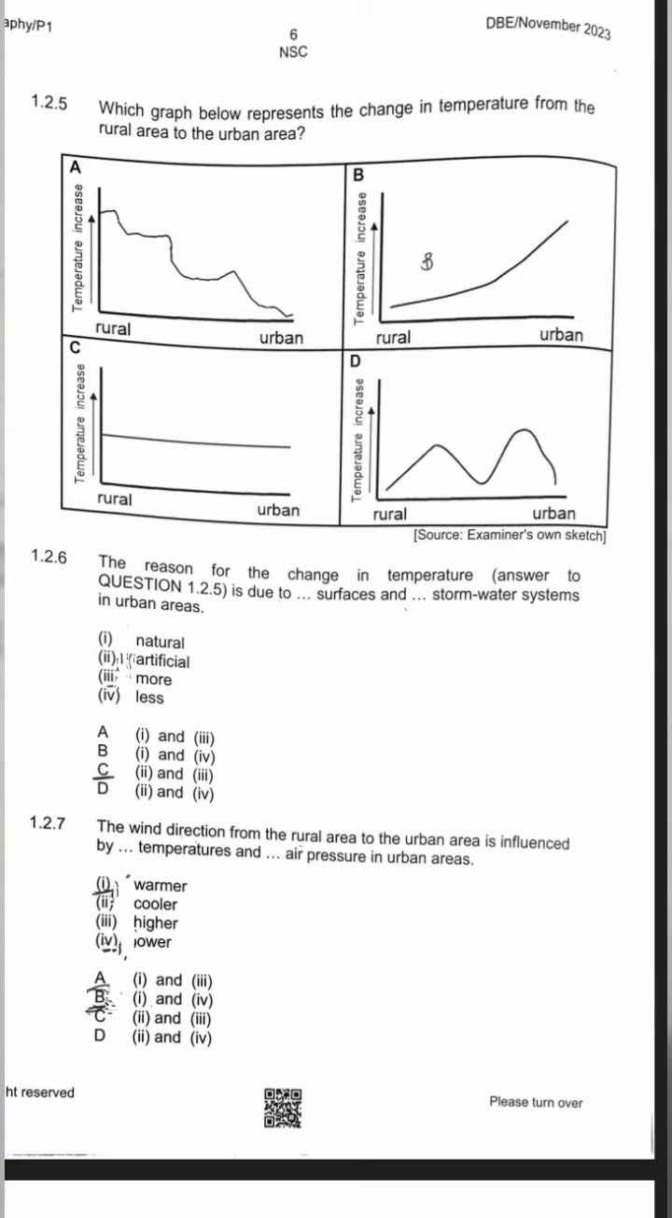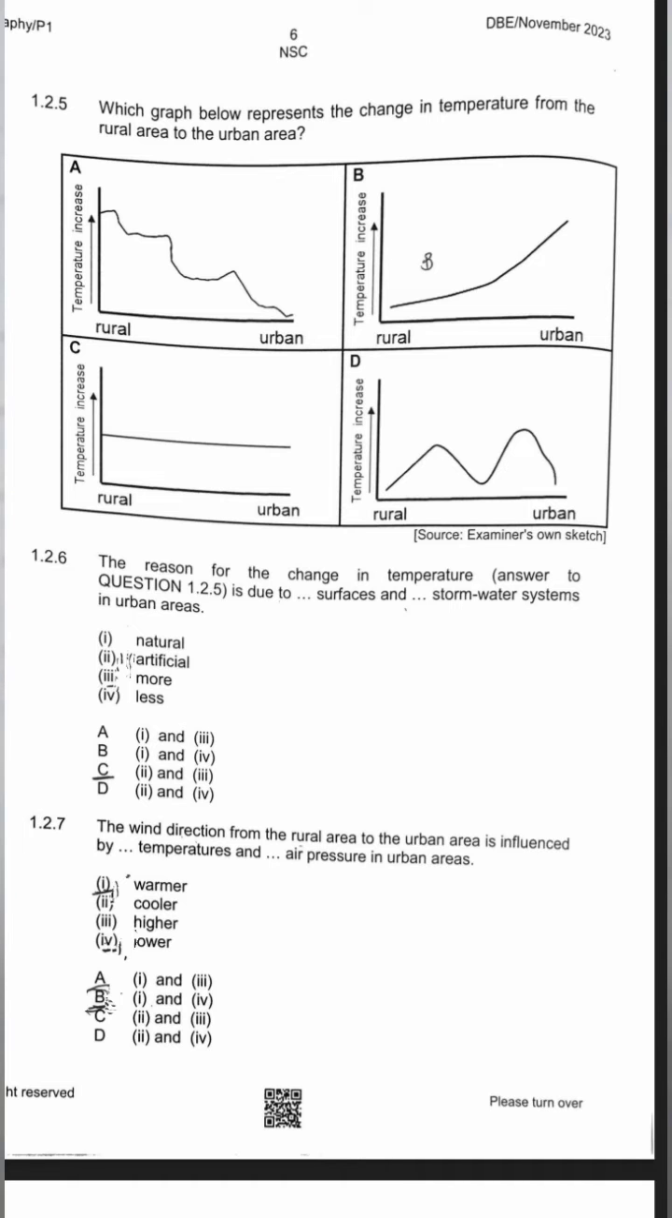And then 1.2.7, the wind direction from rural areas to the urban area is influenced by dash temperatures and dash air pressure in urban areas. Okay, what do we have in urban areas? These are basic characteristics of urban areas. What temperatures do we have? Do we have warmer temperatures or cooler temperatures? Yes, of course, we have warmer temperatures.